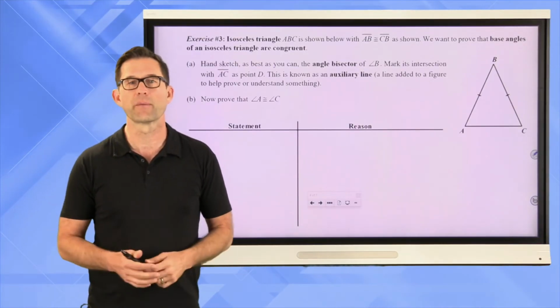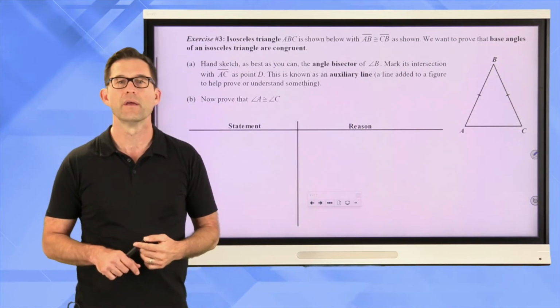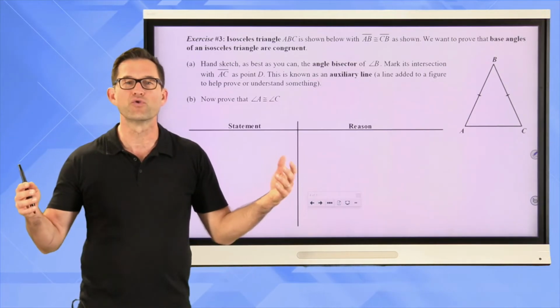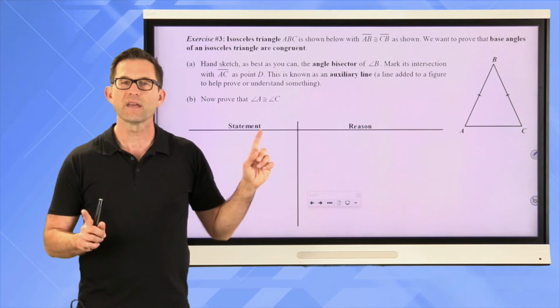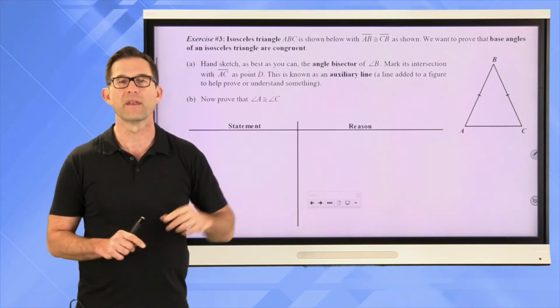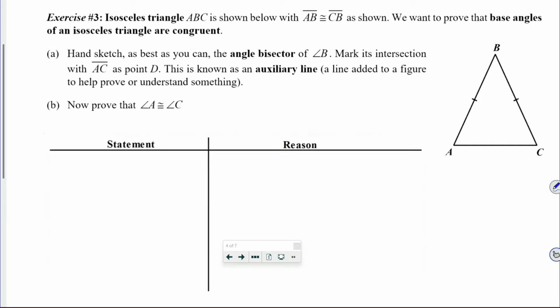Now, typically, if we're trying to prove two angles are congruent, we actually need to prove two triangles are congruent and then use CPCTC. So let's take a look at how we're going to do that by beginning at letter A. Hand sketch, as best as you can, the angle bisector of angle B. Mark its intersection with segment AC as point D. This is known as an auxiliary line, a line added to a figure to help prove or understand something.